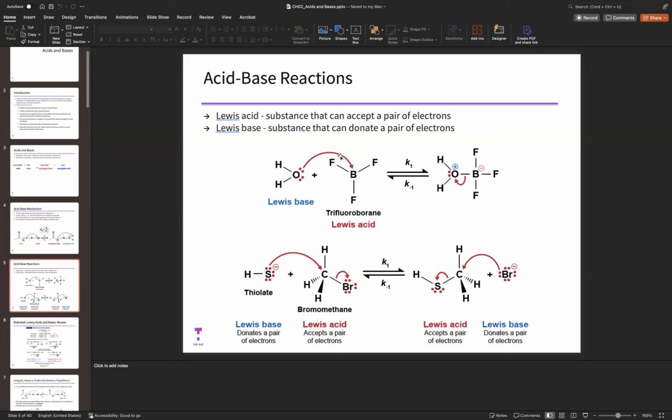Here, trifluoroborane is accepting a pair of electrons from water. Just the fact that a bond is forming between them, where both the bonding electrons are coming from one compound, means that it's a Lewis acid Lewis base reaction. And there is no need for that to be a conjugate acid and a conjugate base on the other side, as you see here.